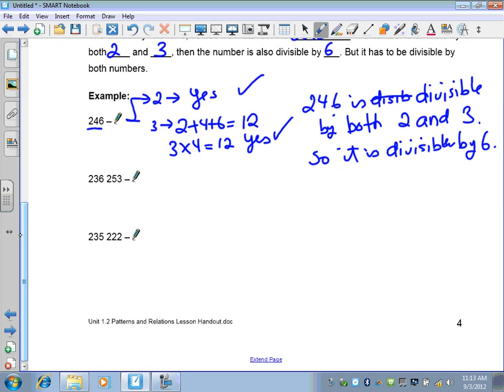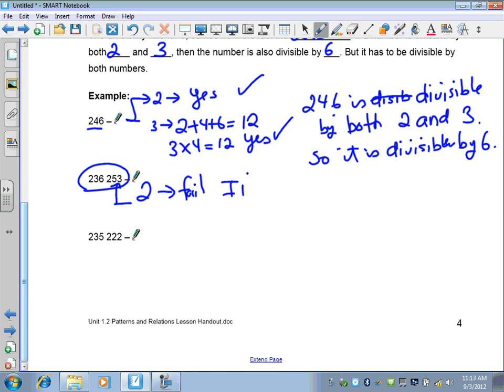So let's take a look at this one. 236,253. So let's test for 2. Is it an even number? Well, to check for an even number, is the last digit 0, 2, 4, 6, or 8? The answer to that is no. So the test for 2 is a fail. It failed. So the answer to this, right off the bat, you don't have to check for 3. We know it's not divisible by 6.